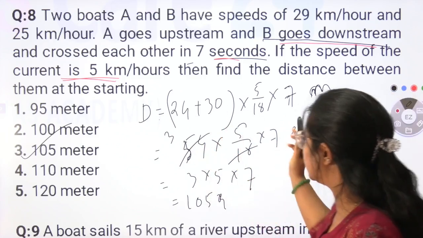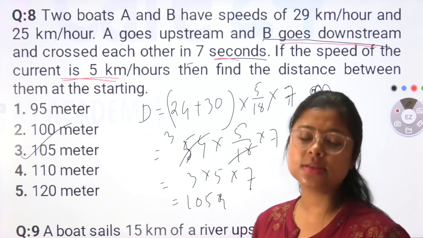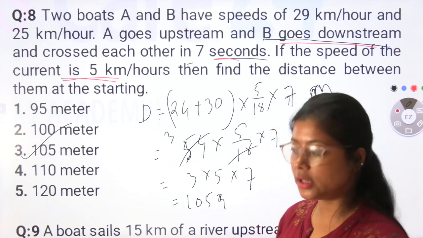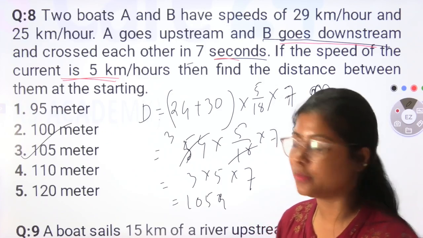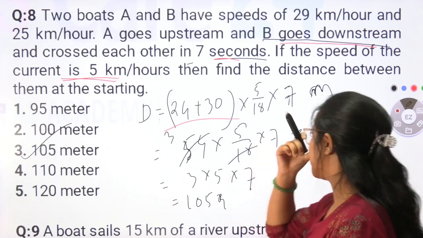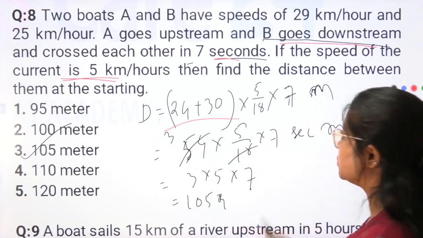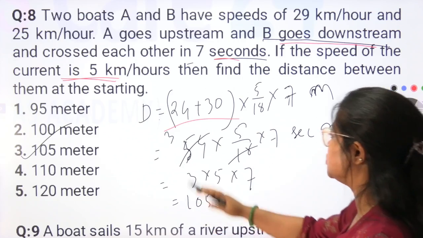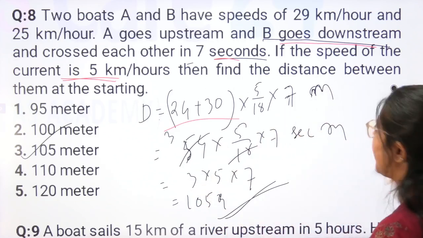Distance is equal to speed into time, but what I need to calculate here is the relative speed, because both the boats are coming from different directions, and I know if two boats come from opposite directions, then their relative speeds get added up. Okay, so relative speed is this. At first I have calculated the upstream speed and downstream speed, and after that I have calculated the relative speed, and my distance would be speed into time. So my final distance is 105 meter.